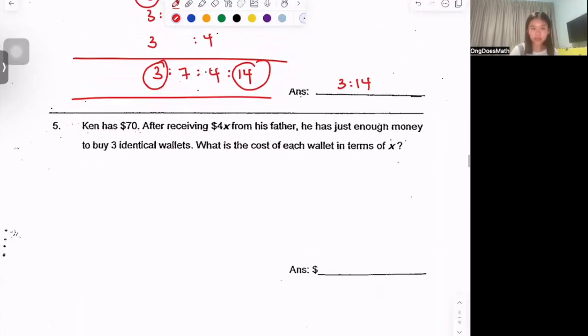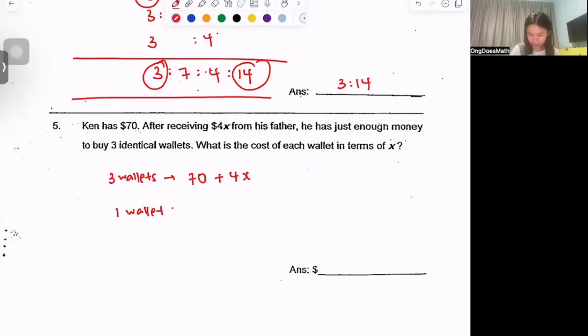Question 5. Ken has $70. After receiving $4x from his father, he had just enough money to buy 3 identical wallets. What is the cost of each wallet in terms of x? So let's find out the cost of 3 wallets first. Initially Ken has $70, but this was not enough to buy 3 wallets. He needs to receive $4x from his father, then this amount is enough for him to buy 3 wallets.